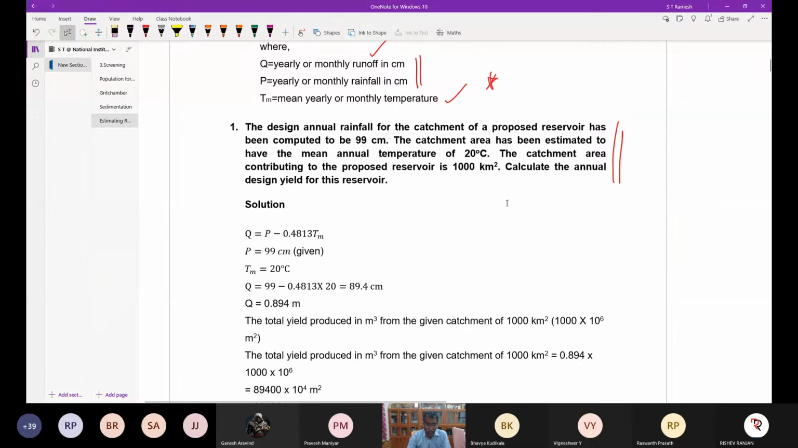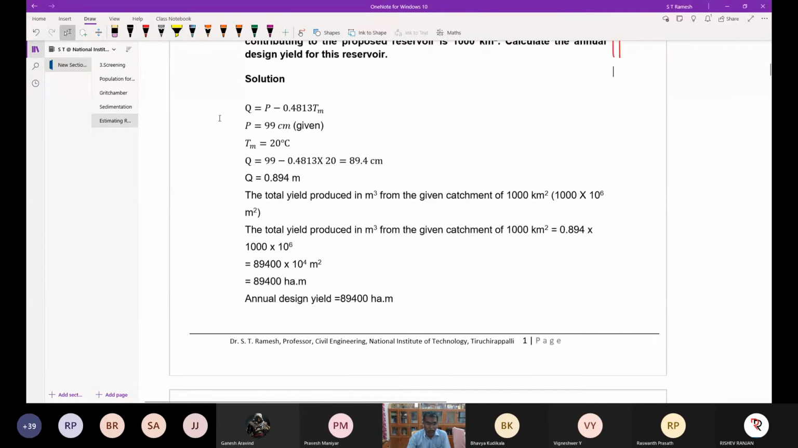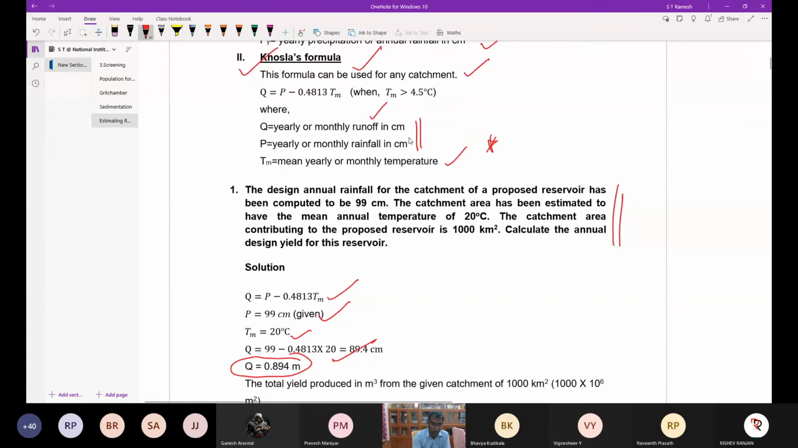If temperature is given, then you can use Hausdorff's formula. Write down the formula: Q is equal to P minus 0.4813 into Tm. P is already given as 99 centimeter, and Tm is 20, and you can substitute directly, where Q comes to 0.894 meter. Q, as we have discussed, is equal to yearly or monthly runoff in centimeter.